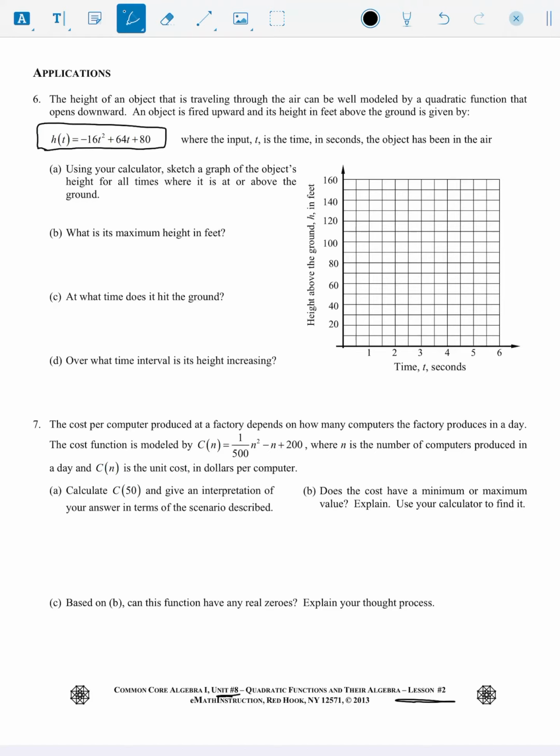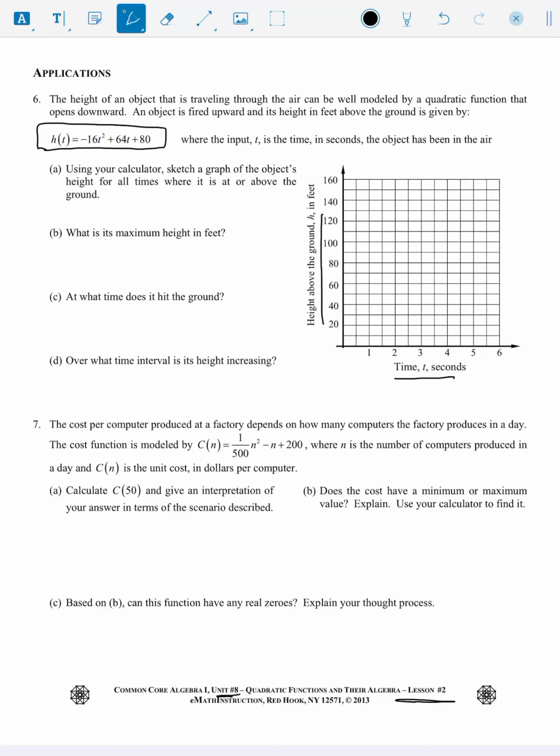Now, each one of those numbers means something. I'll try to depict what each one is telling us as I start to graph my function. Now it's saying that t represents time in seconds that the object's been in the air. Now, before we graph it, I just want to look at the graph that they supplied us. The y-axis is labeled with height above the ground. That's our rising and falling action. And the x-axis is labeled with time. All right, that's how long the object is in the air for.